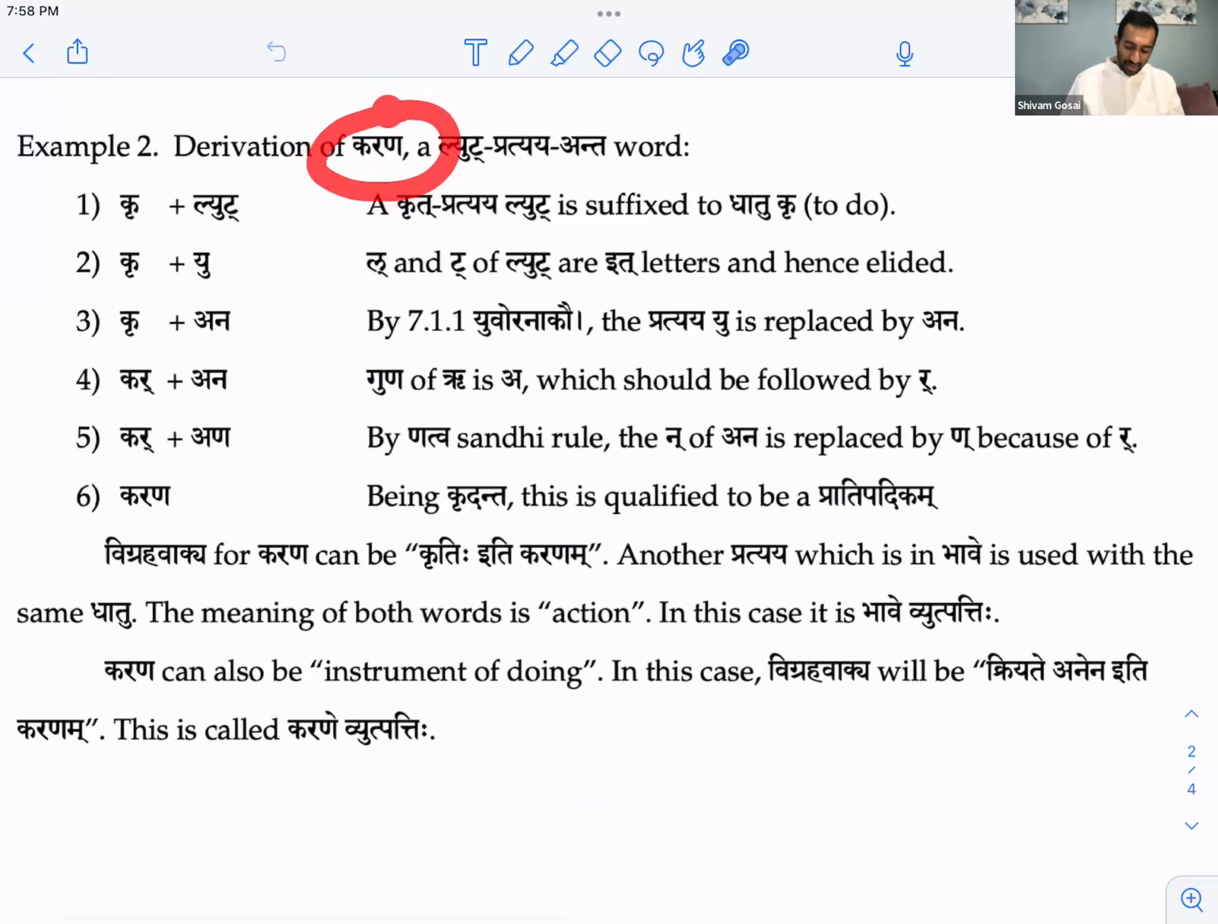Now we're using this word karane. How does the word karane come, or karana? That itself is a Kṛdanta word. So here I have the dhatu kru. What does kru mean? To do. Okay, so kru plus lyut. Lyut becomes yu, which becomes ana. So kru plus ana.